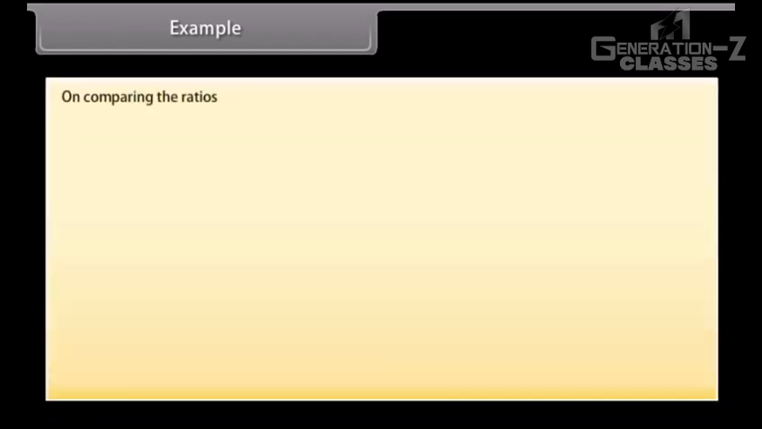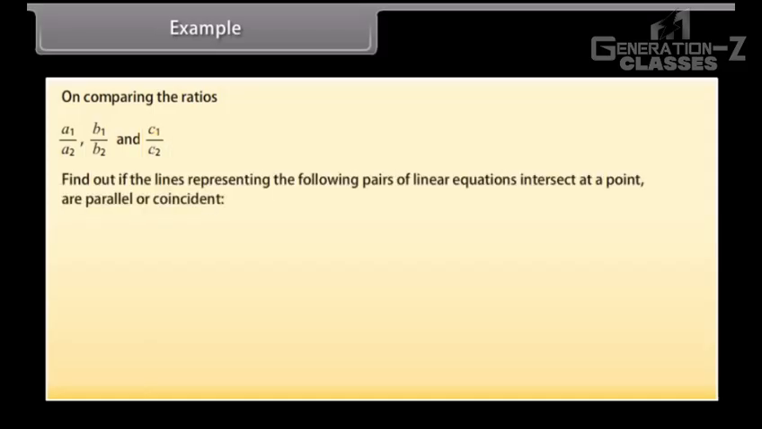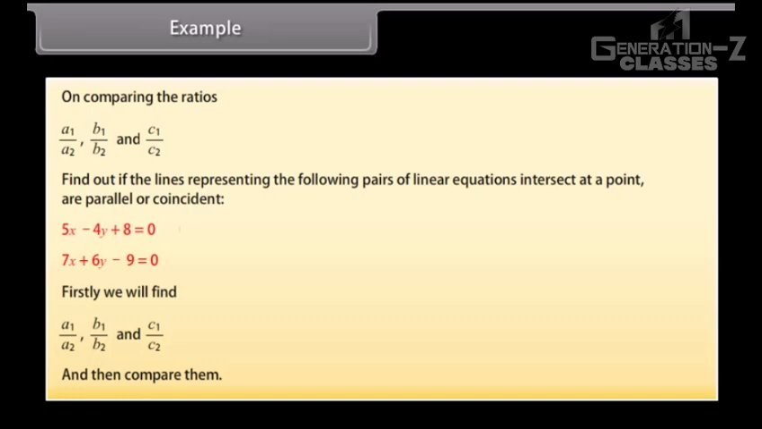Example. On comparing the ratios a1/a2, b1/b2 and c1/c2, find out if the lines representing the following pairs of linear equations intersect at a point, are parallel or coincident. 5x − 4y + 8 = 0, 7x + 6y − 9 = 0. Firstly, we will find a1/a2, b1/b2 and c1/c2 and then compare them.